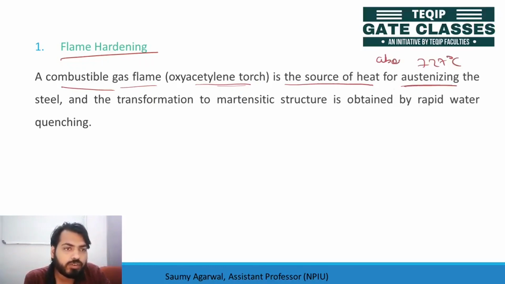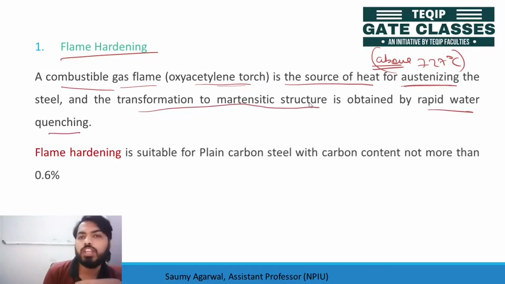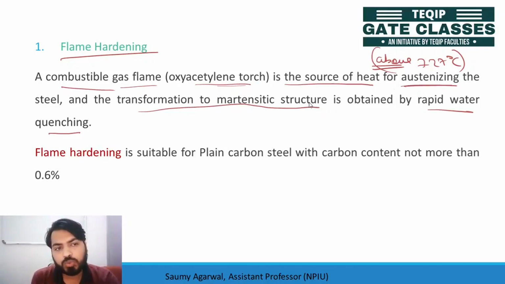So above 727 degrees Celsius, you will heat that particular portion of your block. Then rapid water quenching will be done in order to transform the structure into the martensitic structure. You will heat with the help of this oxyacetylene torch, heating the portion above the austenite temperature, and then you will do the quenching in the water in order to convert it into the martensite structure.